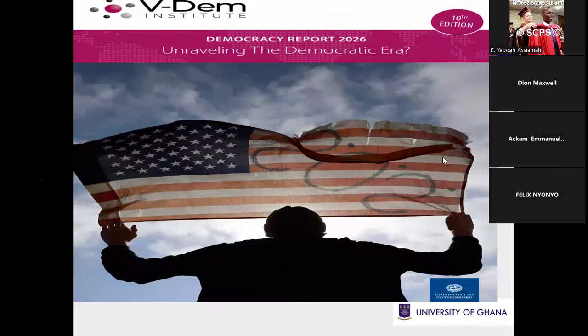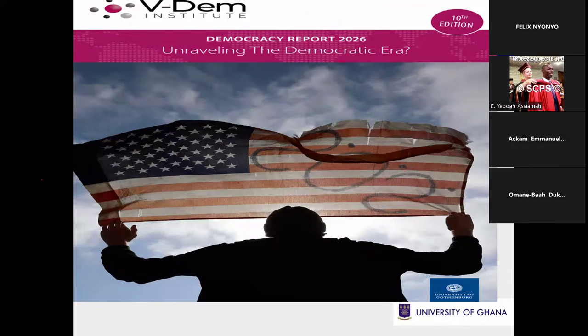Now, can you describe the image you are seeing? Describe the image you are seeing there for me. American flag. Yes, okay. The US flag. And can you describe the nature of the US flag as it is depicted here? It's torn, it is dirty, and then it has some writings. What's the writing? SOS. SOS means what? Save our soul.